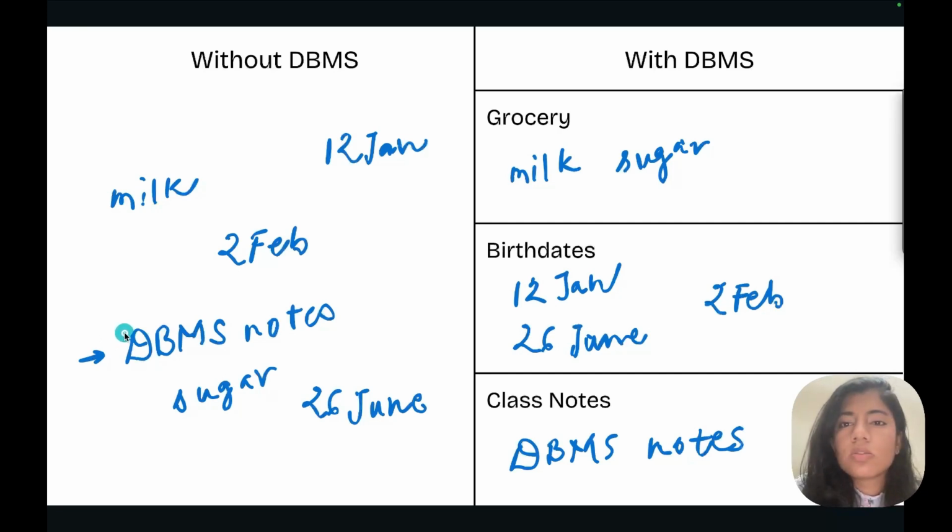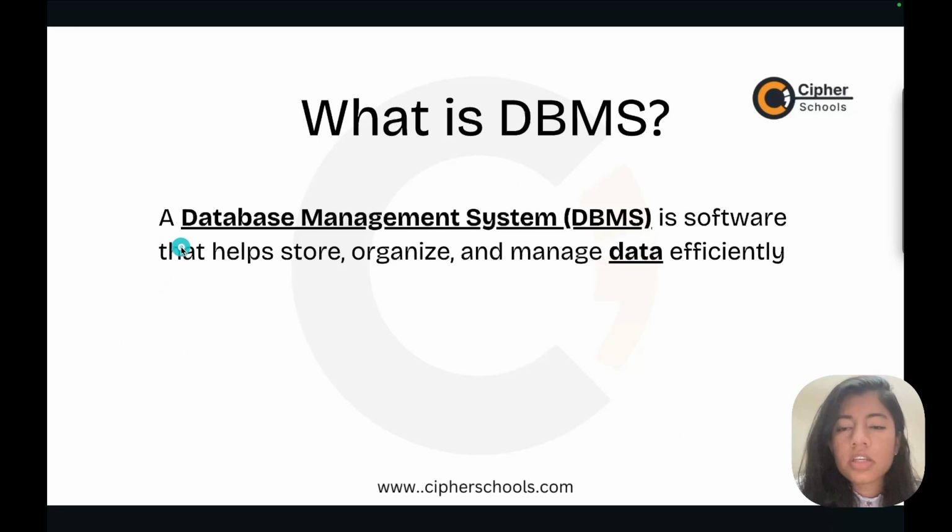Okay, so let's move to the technical definition. DBMS, which is a database management system, is software that helps to store, organize, and manage data efficiently. Now, till now we were discussing data access, data storage, data management. A very obvious question you will have is, what is this data exactly?